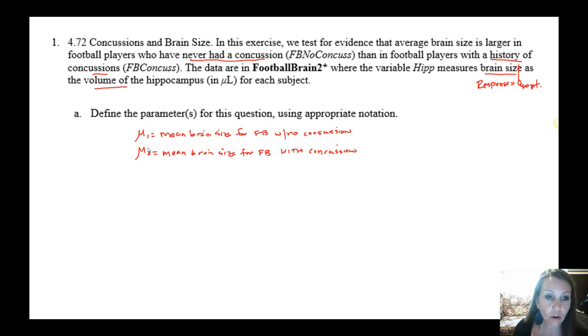All right, so now I've defined my parameters. Now, anytime my parameter is a mu and I'm defining it, then the first word that should follow the equal sign is mean, because mu represents a mean something. Similarly, if I'm dealing with proportions, then my parameter would be a p, and the first word to follow the equal sign when I'm defining those would be proportion.